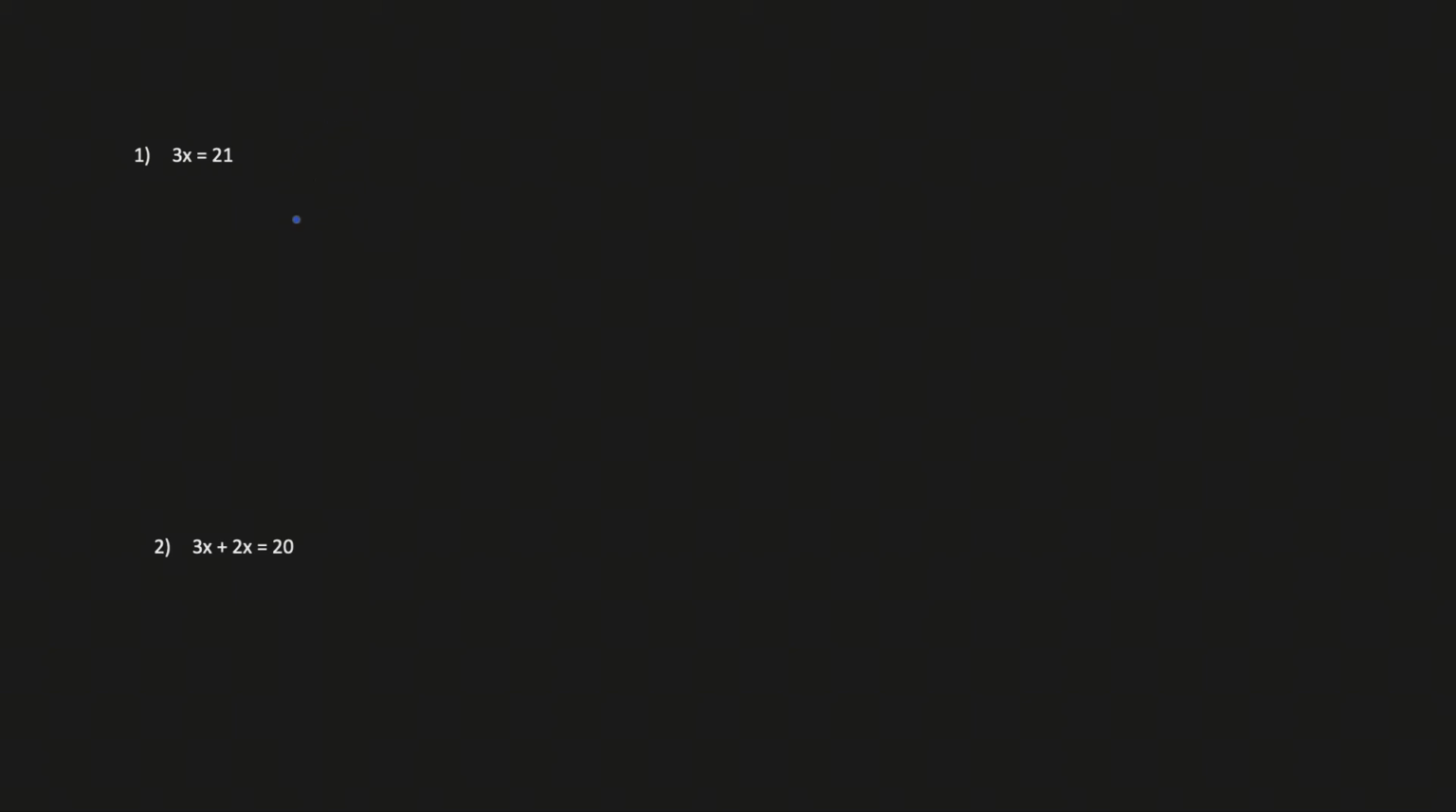In this we'll focus on division. So the first equation is 3x equals 21. This says that what times 3 is 21. We know that 3 times 7 is 21, so that means x is 7.